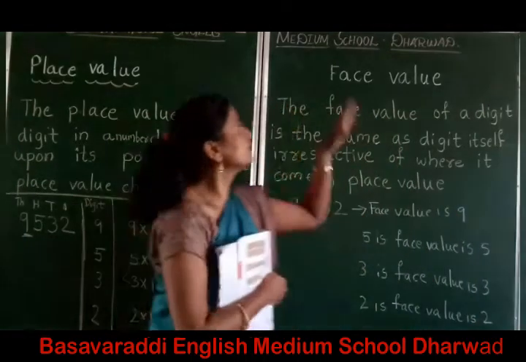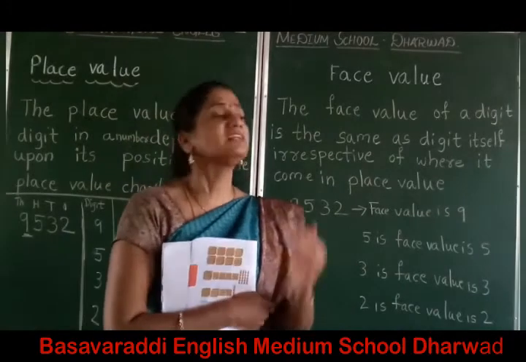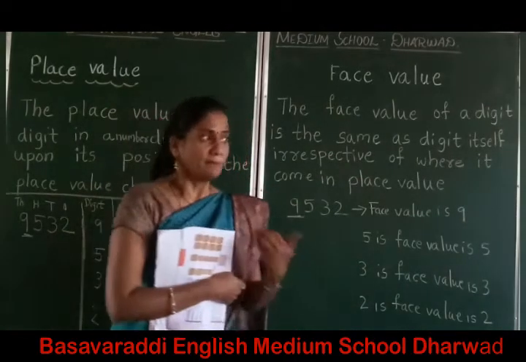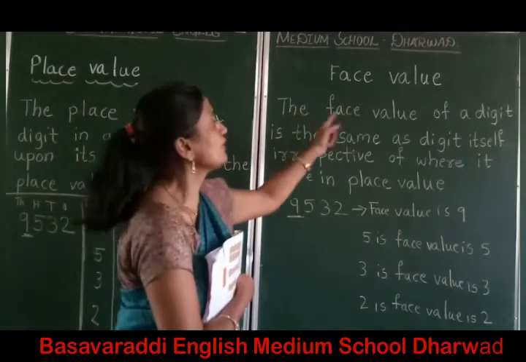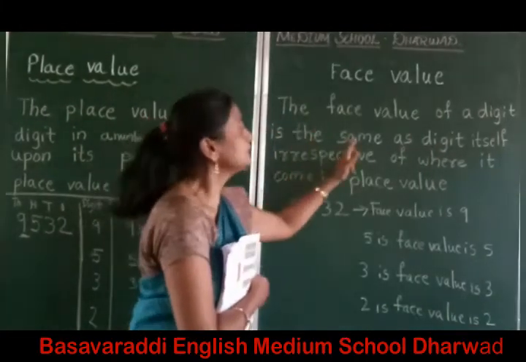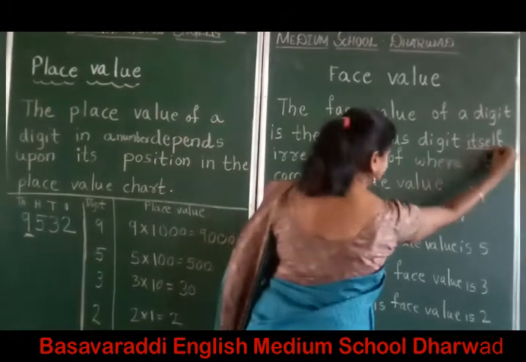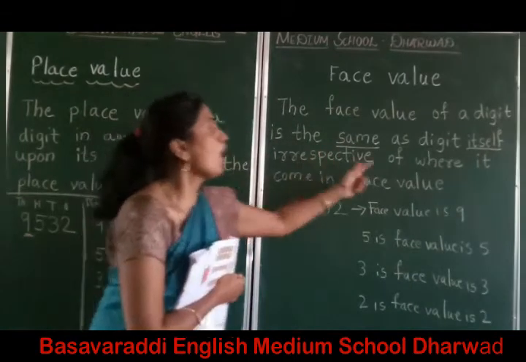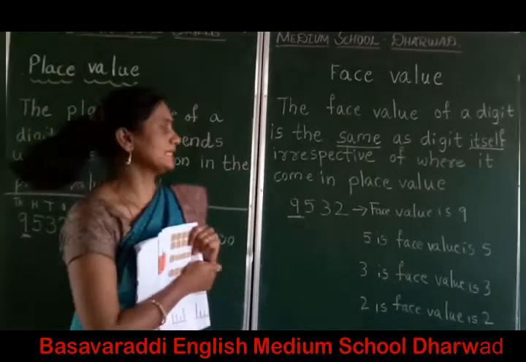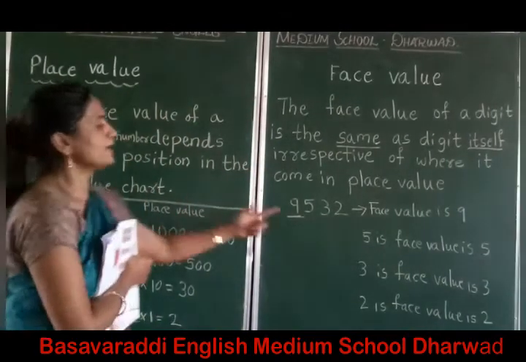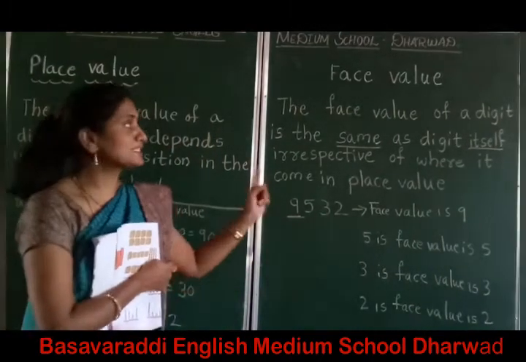Now we will move on to this one. Face value. What is face value? The number itself is coming, that is the face value. For example, my face, that is a face value, is me only. So the face value of a digit is the same as itself, irrespective of where it comes in the place value. I am taking the same number here, that is 9532. Whatever we are making, this is a face value.